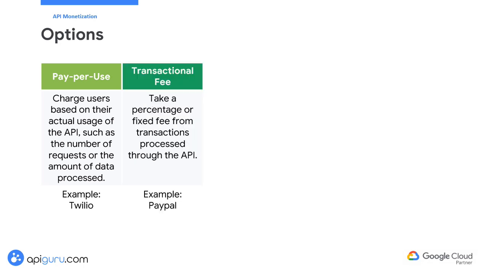Next, we have the transactional fee model. In this setup, the API provider takes a percentage or a fixed fee from transactions processed through the API. PayPal is a prime example of this. Their API charges a fee for each transaction processed through their payment gateway. It's a straightforward way to earn revenue as transactions occur.